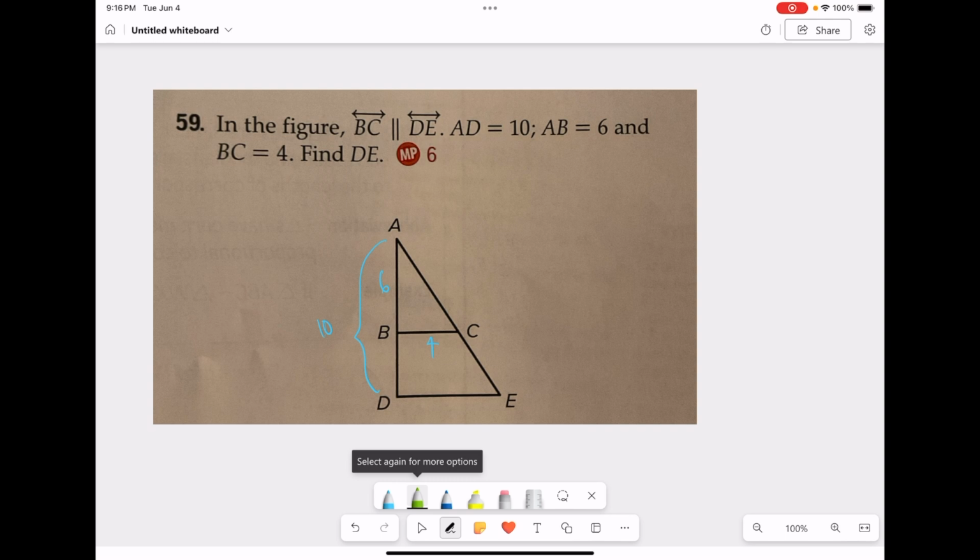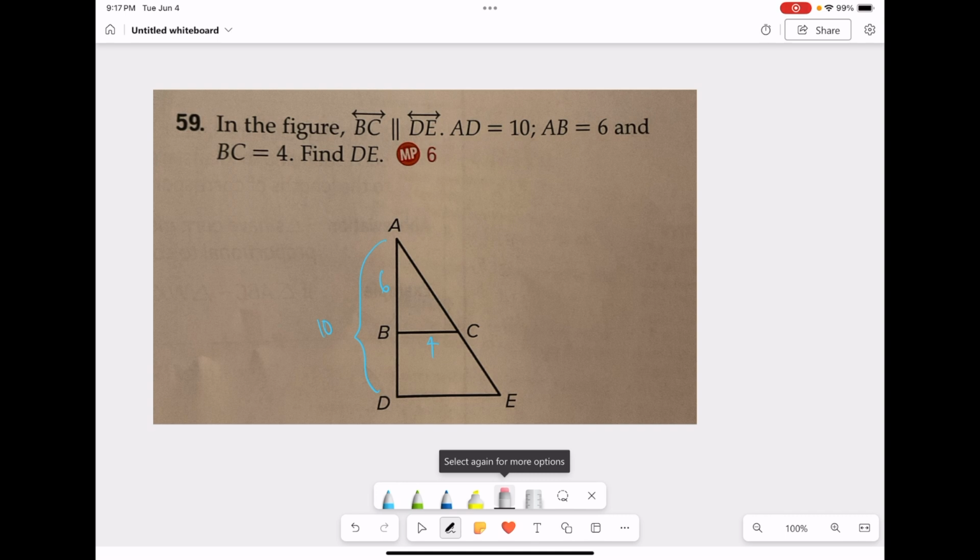The second one that we might be thinking is the triangle mid-segment theorem, where the mid-segment is half the base of the triangle here. But right off the bat, again, BC is not the mid-segment, because if A to B is 6, the total is 10, so that means that BD has to be 4. So we can't use the triangle mid-segment theorem, where BC would be half DE. So what do we do?